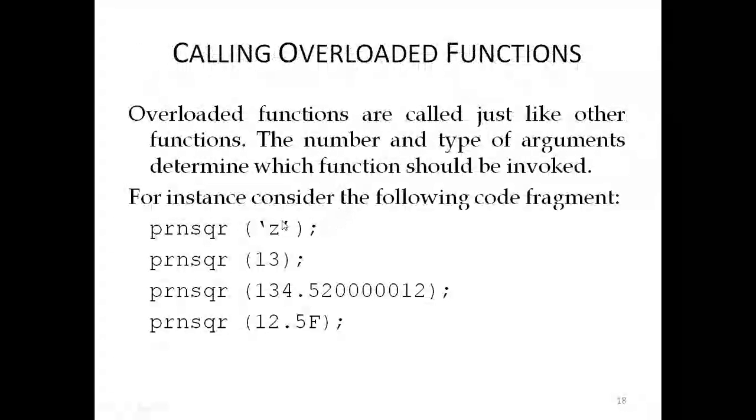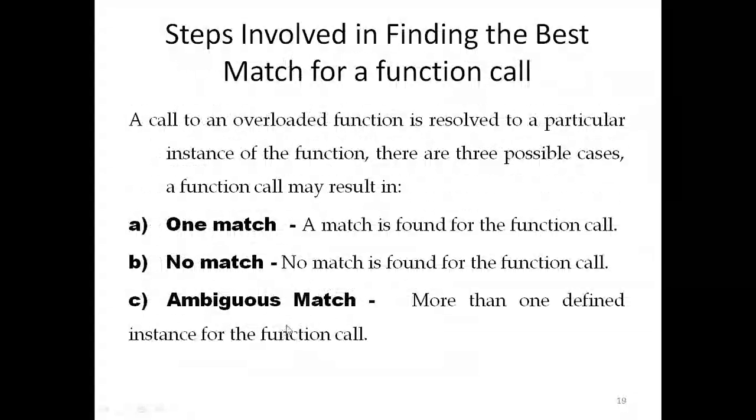And when we call also, the type is matched accordingly. When I give a character as input, then the character version will be called. When I pass an integer as input, then the integer version of the function will be called. When I call this by using a double value, the double version will be called. And for this version, when I say 12.5f, it understands that this is a floating point value, so the floating point version will be called.